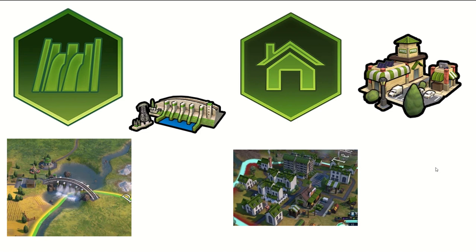So first is the shopping mall shown here. The shopping mall will provide amenities. It provides one amenity when it is unpowered, and there's also 4 tourism and 2 gold. But when powered, consuming 1 power, it will provide an additional amenity and an additional 2 gold.